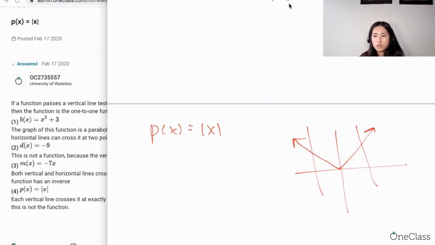However, if you try to draw horizontal lines at any point when you're looking at an absolute value function, well, it's passing through your function twice, so it does not satisfy. Can you see this? So it passes this line twice. That means it does not satisfy the horizontal line test. Therefore, you don't have any inverse for p of x, which is equal to the absolute value of x.